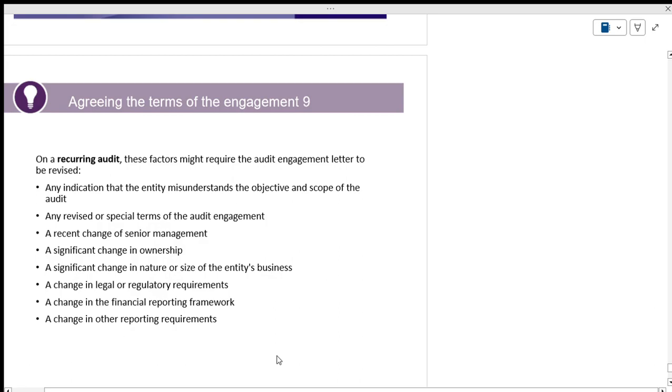Finally, agreeing the terms on a recurring basis, on renewal, these factors might require to be revised. Any indication that the entity misunderstands the objective and scope, any gaps? Any revised or special terms, a recent change in senior management, any change in the significance of the ownership structure? What does ownership structure mean?